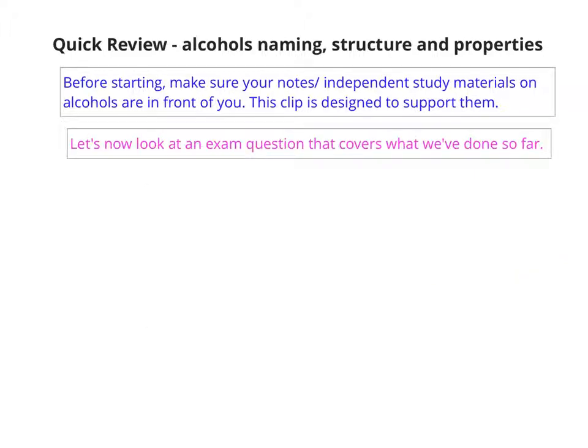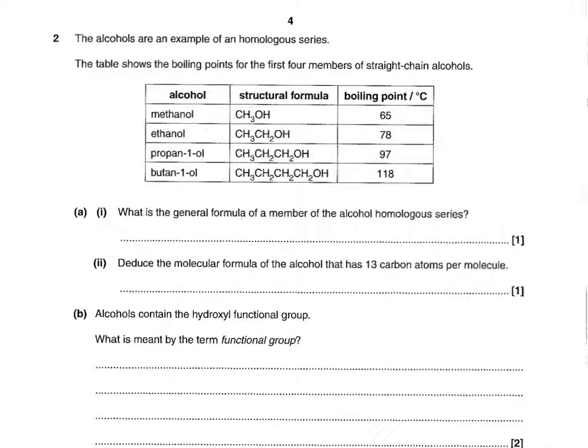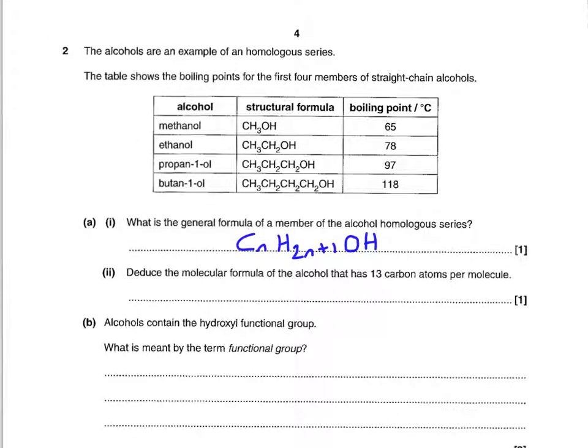So let's have a quick look at an exam question that covers some of this stuff we've looked at so far. The question asks for the general formula of a member of the alcohol homologous series. Notice that all the structural formulae have OH in them. So by including the functional group within my general formula, I put CnH2n+1OH.